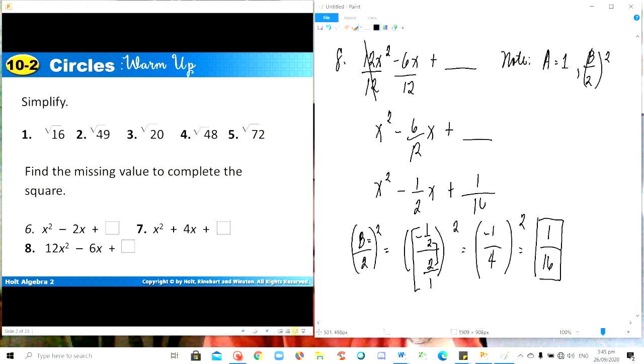1 over 16. So what is this in factored form? Again, you get it from b over 2. So that's x minus 1 over 4 squared.